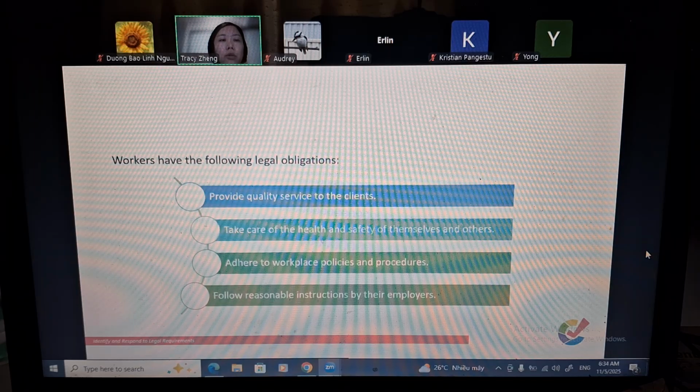And we do need to strictly adhere to our workplace policy and procedure, right? I think I have emphasized to you guys many times since day one. So you firstly need to know what the policy and procedure are in your organization, and you not only need to know them, you need to understand those policies and procedures, and also put them into your daily practice. Right, everything you do must follow your organization's policy and procedure. That is part of your legal obligations.